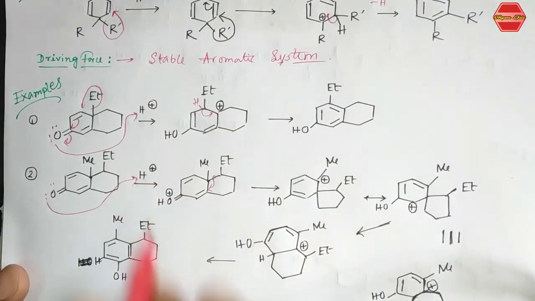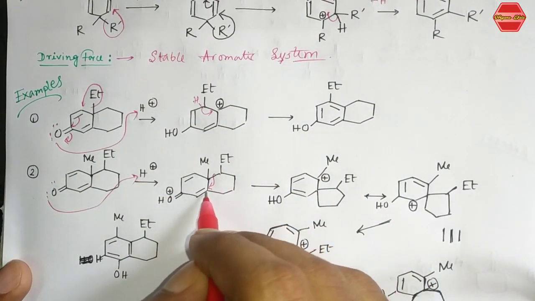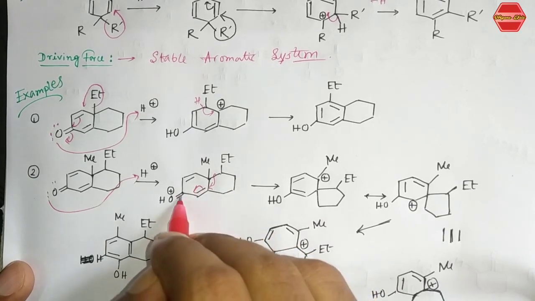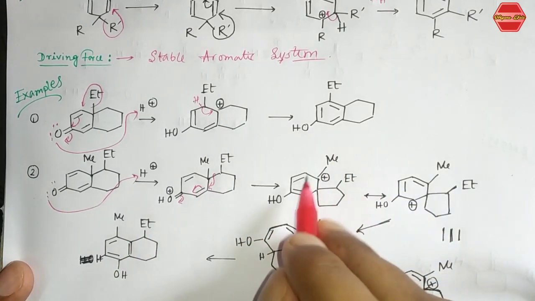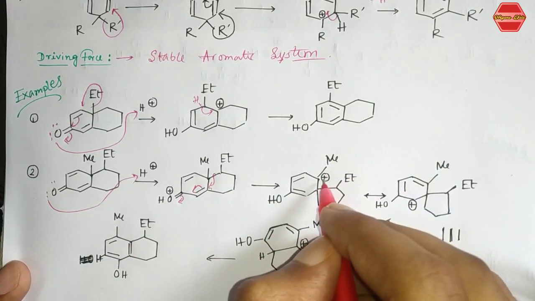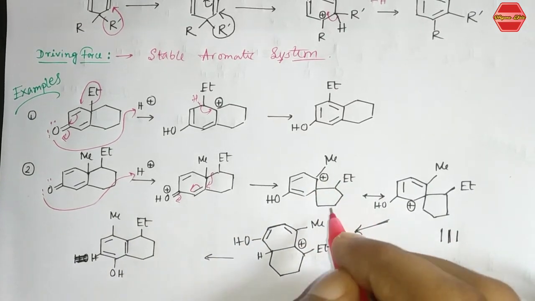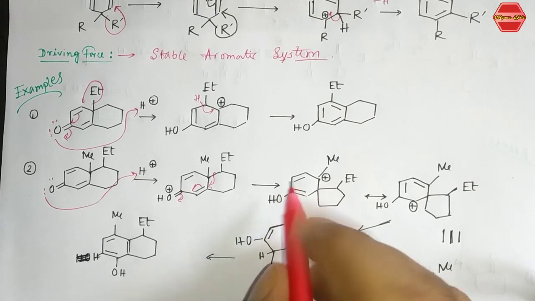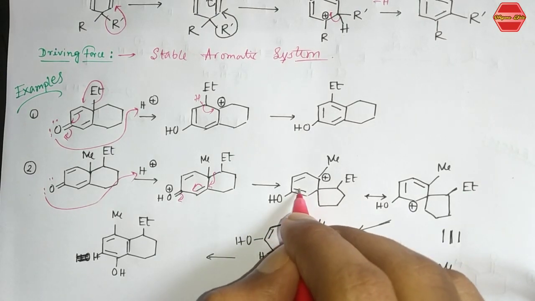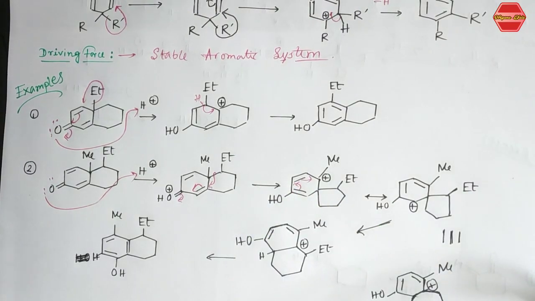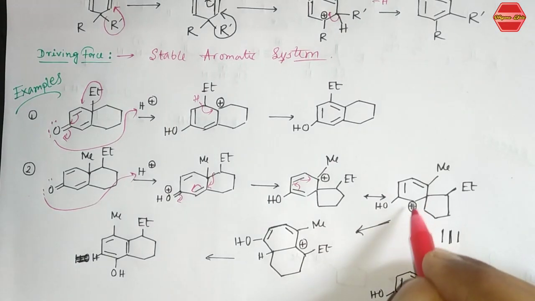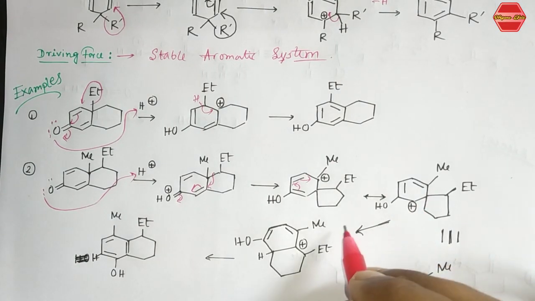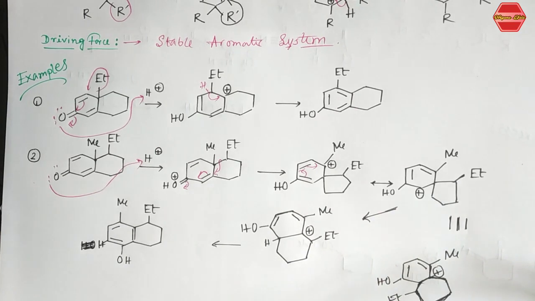So see, the first thing is that this bond will migrate over here. So what will be the next step? Like this, you are getting this one. So you have the positive charge over this carbon. Then the next step is that it can go like this. Okay, so over here you are getting this positive charge. Now after that there is a possibility of two things.